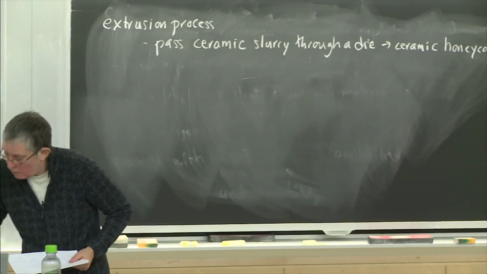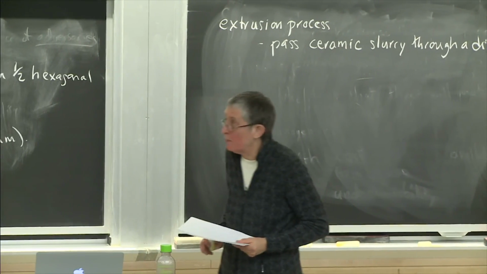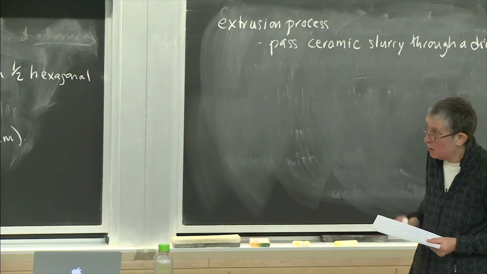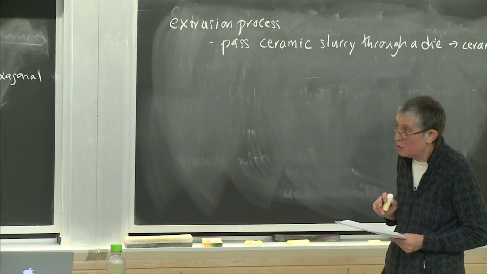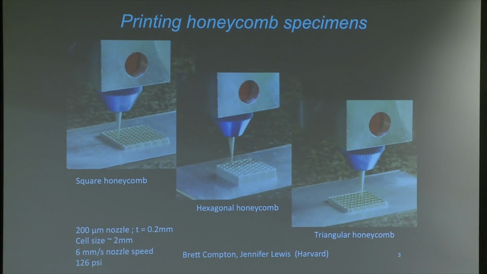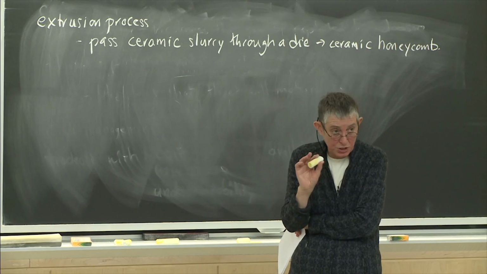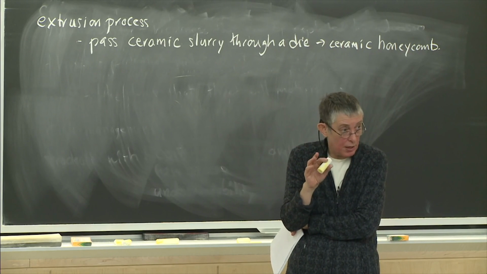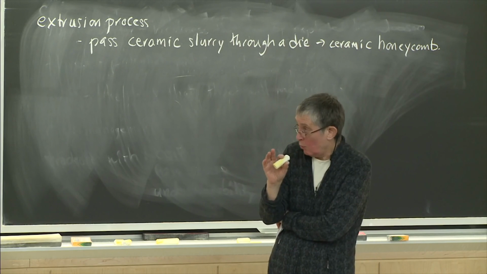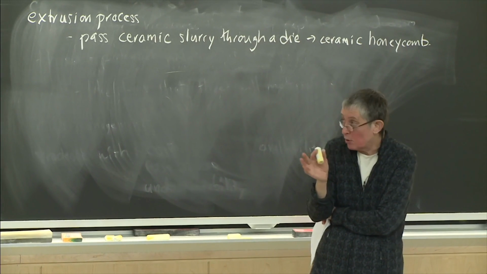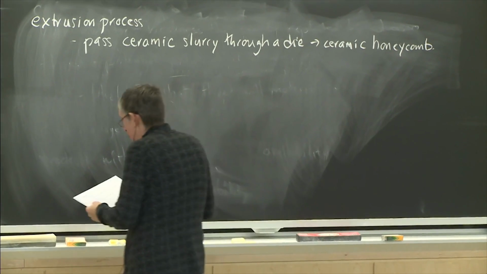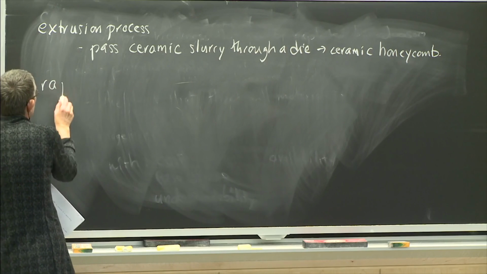Other techniques involve rapid prototyping. You can 3D print honeycombs. Jennifer Lewis has a project on 3D printing of honeycombs up at Harvard. And one of the interesting things they're looking at is not just printing with an ink, but printing with a fiber reinforced ink. So they're making cell walls of the honeycomb that are fiber reinforced. And one of the tricks is trying to orient the fibers in the way that you want them to be oriented. So there's rapid prototyping techniques as well.